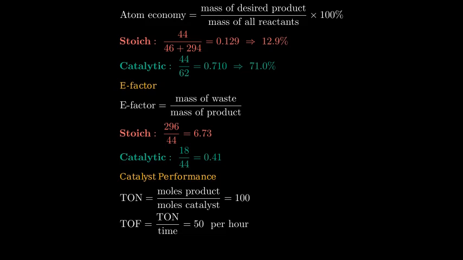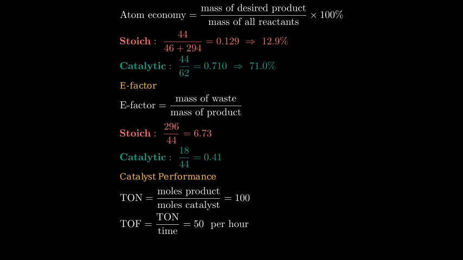Atom economy is the mass of the desired product divided by the mass of all reactants. For the stoichiometric example, 44 over 46 plus 294 gives 12.9%. For the catalytic oxygen route, 44 over 62 gives 71%. E factor is waste over product. Stoichiometric gives about 6.7. Catalytic gives about 0.41.